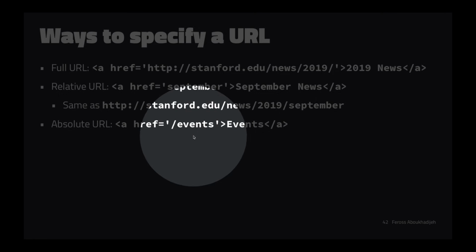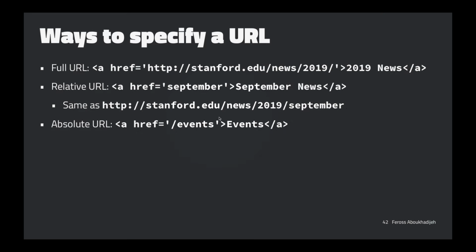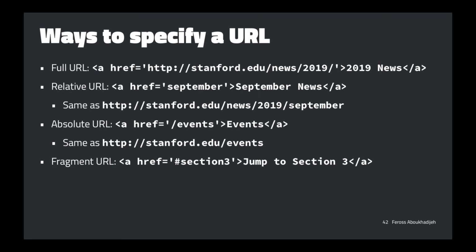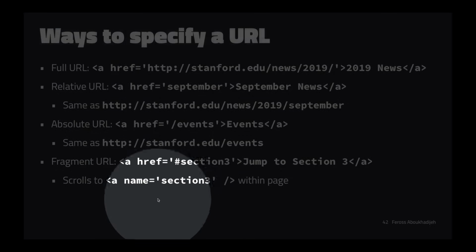Here we go. Yeah, so we have the slash here, so what we're going to do is we go to the root of the site here, and we add /events on. So we'll go to stanford.edu/events. Cool, and then there's one last way that you can do it, which is a fragment URL. So this is just going to tack on the fragment, the part of the page you want to scroll to, onto the current URL that you're on, and it'll scroll to an element on the page that is labeled in this way right here.